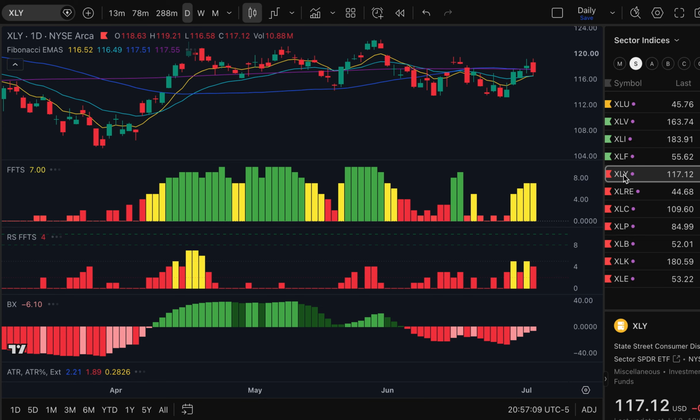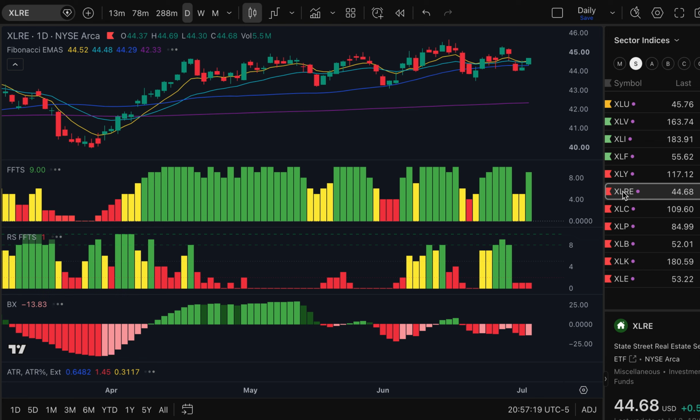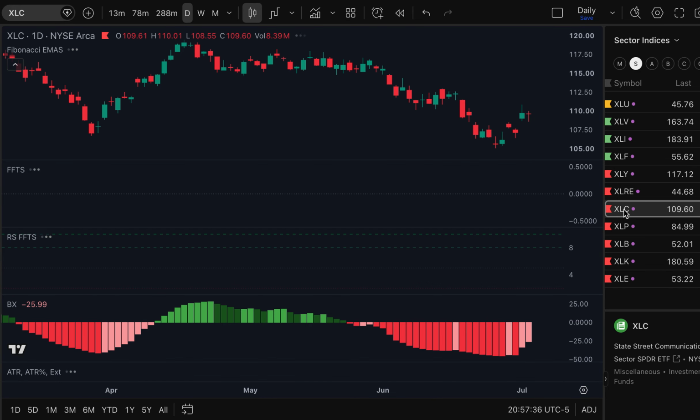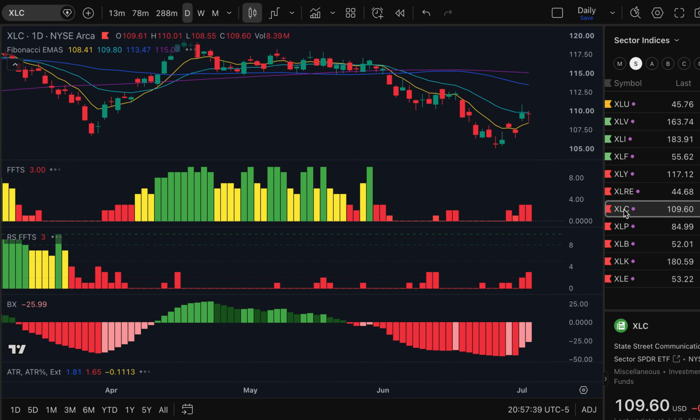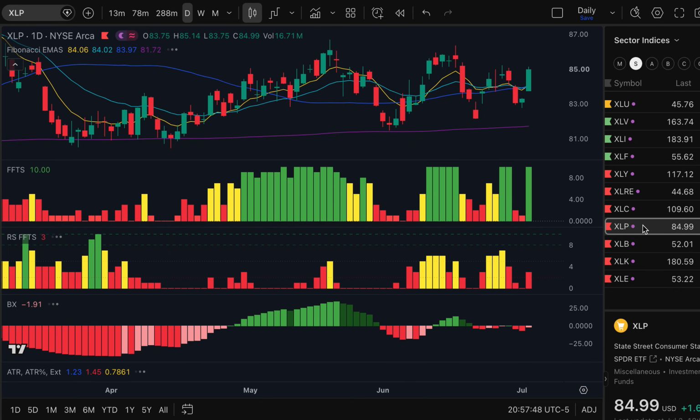The discretionary, XLY, not so good. Real estate, the trend is good. The relative strength trend is not. Again, this is a low ATR, 1.45%. Makes it difficult for the relative strength to trend on this one. Communications, XLC, looking pretty terrible. Consumer staples, XLP. Trend stack 10 out of 10. Relative strength is not there yet though.